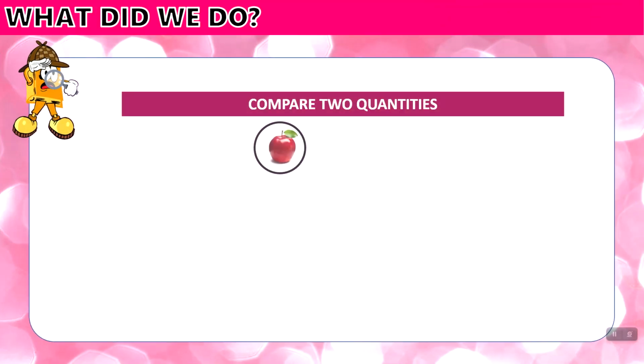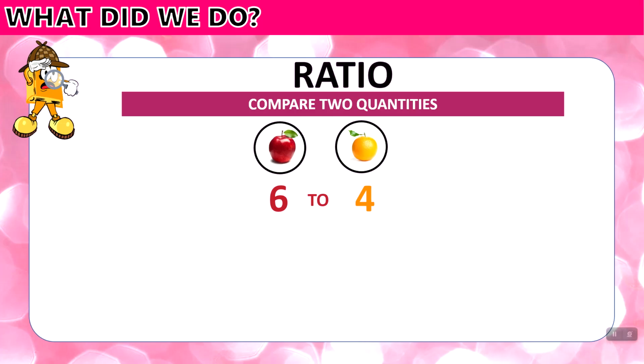Now what did we just do? We compared two quantities, the apples and the oranges. There were 6 apples, there were 4 oranges, and when we put the word "to" in the middle, we now have a comparison between the apples and the oranges. This is a ratio when we compare two quantities.